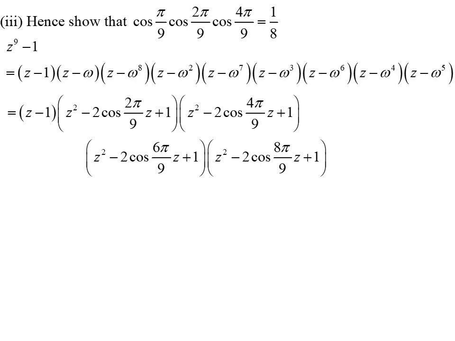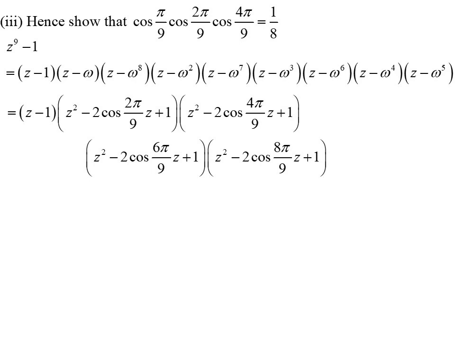Then we end up with the product of the roots. Well, that's another reason for putting the conjugate pairs together, because the powers add up to be 9. So when you multiply them together, you'll get omega to the power of 9, which is equal to 1, because that's the equation we were talking about. So we'll get plus 1.